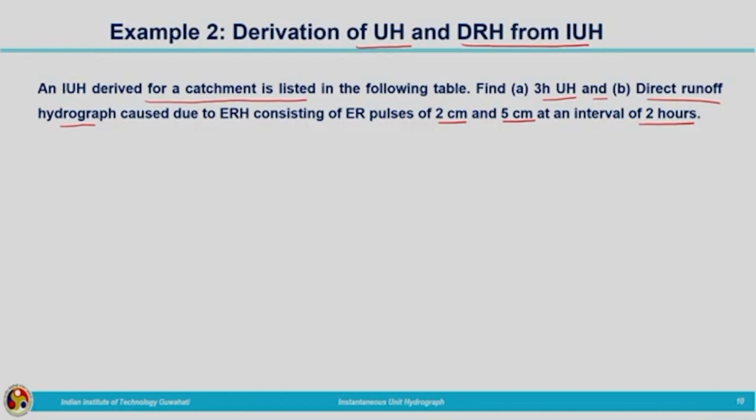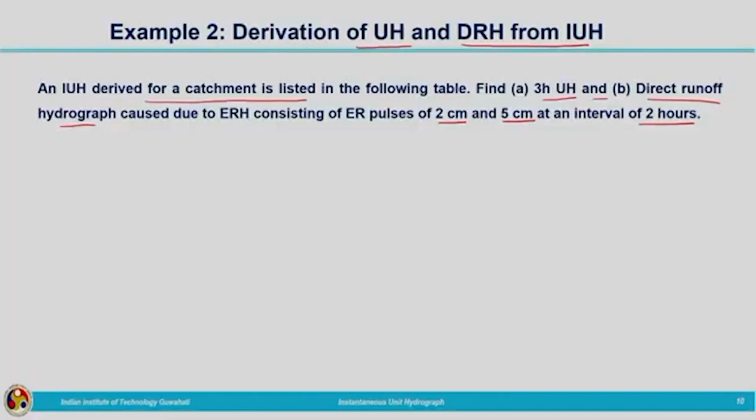So, there are different things to be found out. Instantaneous unit hydrograph is given, then we can derive unit hydrographs of any duration. So, once the unit hydrograph of 3R duration is derived, we need to find out the direct runoff at the outlet of the catchment in the form of direct runoff hydrograph.